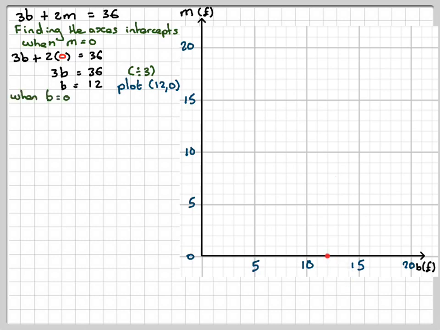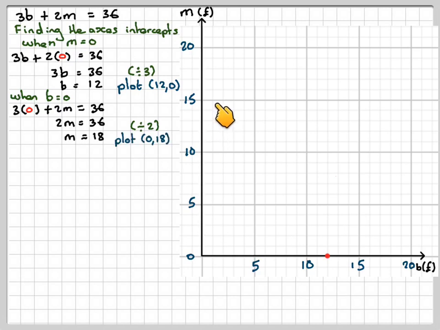And then for the other axis, B is equal to 0, so we put B equal to 0 in this. We get 3 times 0 plus 2M is equal to 36. That gives 2M is equal to 36, and dividing by 2, we get M is equal to 18. So we plot the point 0, 18, which is there. We put a little point there. And what we do now is take our ruler and very carefully join those 2 points up in a straight line and label the line as 3B plus 2M is equal to 36.